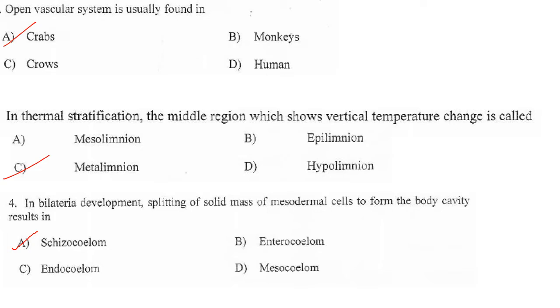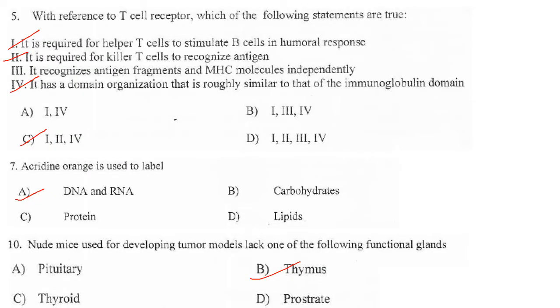Then in thermal stratification, the middle region which shows vertical temperature change is called. So the thermal stratification of lakes refers to change in temperature at different depth in the lake. Now metalimnion or thermocline, where temperature changes with depth. So the answer is option C, that is metalimnion. Then in bilateria development, splitting of solid mass of mesodermal cells to form the body cavity results in schizocoelous. Answer is option A.